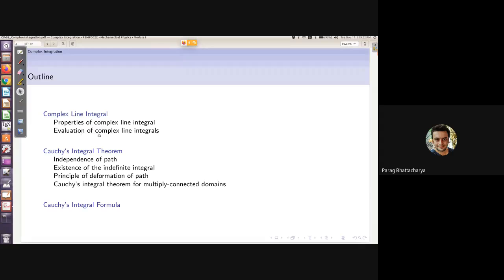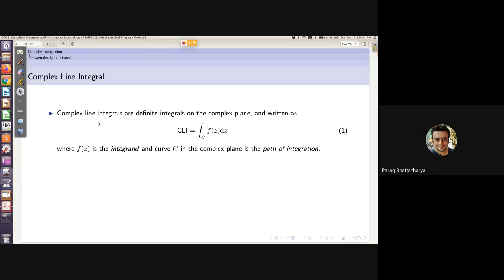Then we'll move on to a very important theorem, which is known as the Cauchy's integral theorem. You can apply this Cauchy's integral theorem for many different kinds of geometries, and you can get some really interesting results in a very elegant way. So that's what we're going to do next, and finally we'll arrive at a way of evaluating definite integrals, and that is by a formula known as the Cauchy's integral formula, which is, of course, based on the Cauchy integral theorem. So first we'll define what is a line integral.